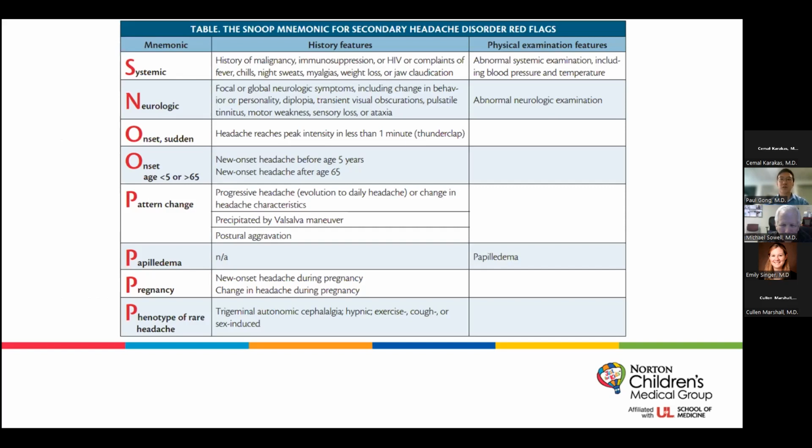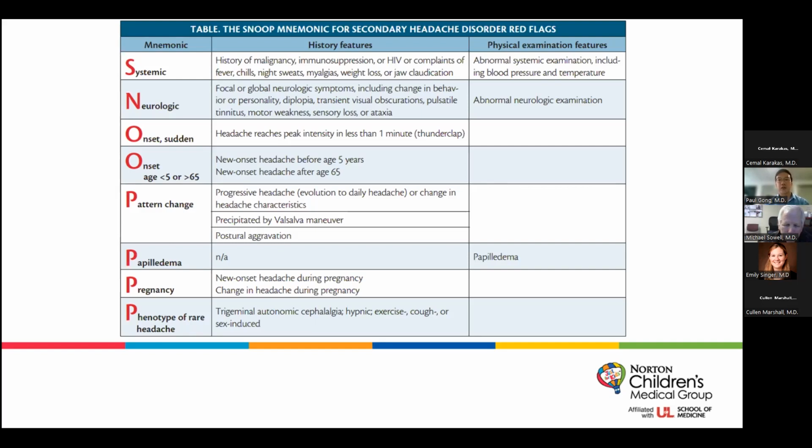N is for any sort of neurologic symptom. Most of the time, we're looking for focal neurologic signs, so motor weakness, sensory loss, vision loss, those kinds of things. O is onset, so thinking about sudden onset headaches that reach their peak intensity in less than 1 minute, what we refer to as thunderclap headaches. That's concerning for a secondary cause. The second O is onset of age. In our situation, it'd be less than 5 years of age. Something to think about in terms of other causes of headache if a child under 5 is presenting with new onset headache. P is pattern change.